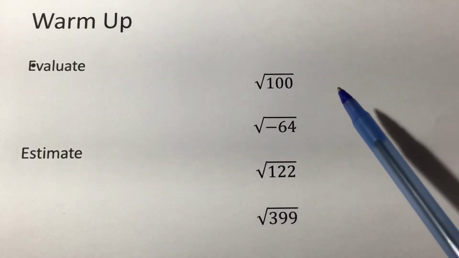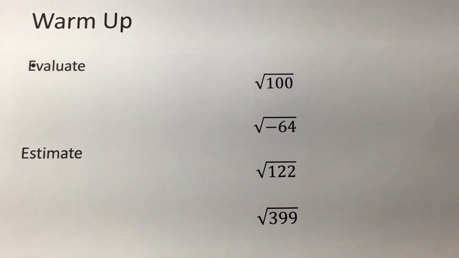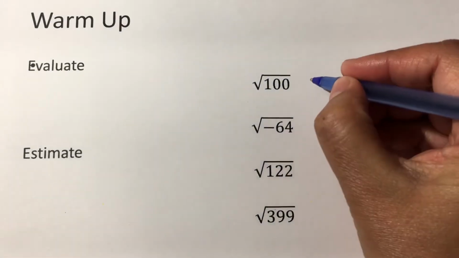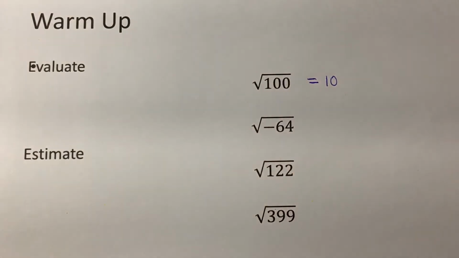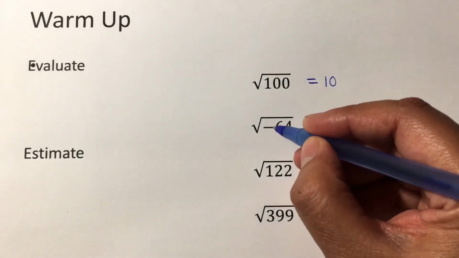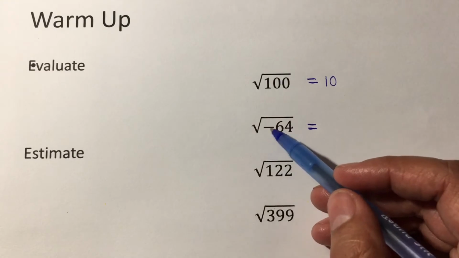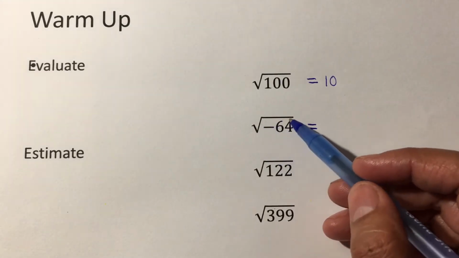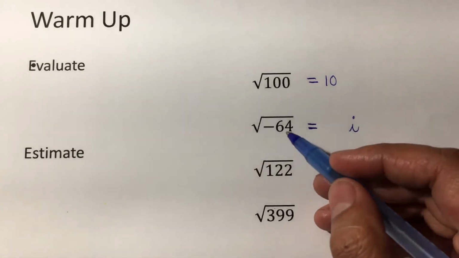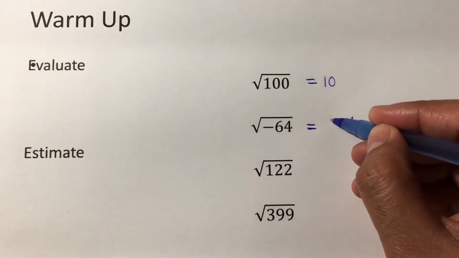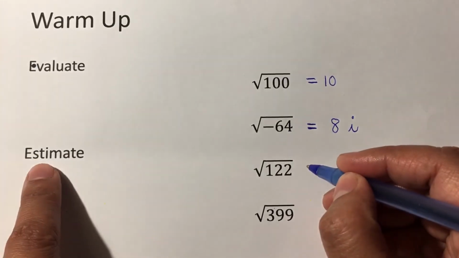So you're looking for a number that multiplied by itself 2 times gives us that number. So for the first one, it's just going to be 10 because 10 times 10 will be 100. For the second one, because we have a negative, we have seen these ones before. Whenever you have a negative inside of the square root, that means that you're going to end up with an imaginary number, and the square root of 64 is 8. So 8i.